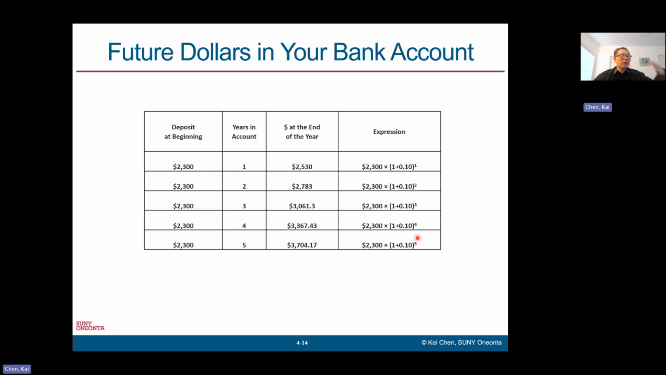With this background, your beginning value, you're going to save $2,300, and your bank will offer you a 10% interest rate. Then no matter how long you're going to keep your investment, you can find out the dollars in your bank account in the future, no matter what years.